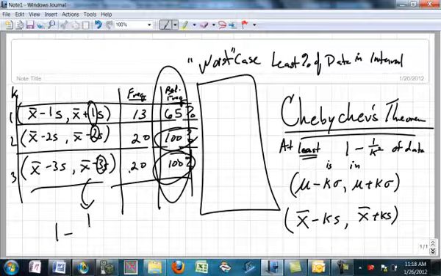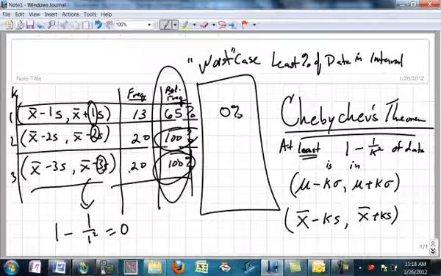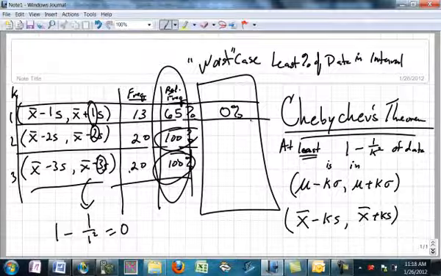Well, 1 minus 1 over 1 squared is 0, so it actually is possible to make a data set where nothing is within 1 standard deviation. It's kind of difficult to do that. It's extremely difficult to do that, but it is actually possible. But basically Chebychev's theorem tells us nothing about what's within 1 standard deviation.